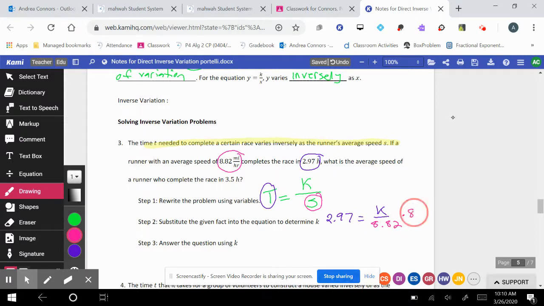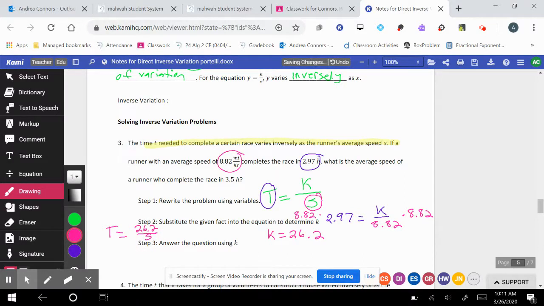To solve for k, you multiply each side by 8.82. I'm going to do it on my calculator. 8.82 times 2.97, and you get k is equal to about 26.2. So it would be t equals 26.2 divided by your speed.